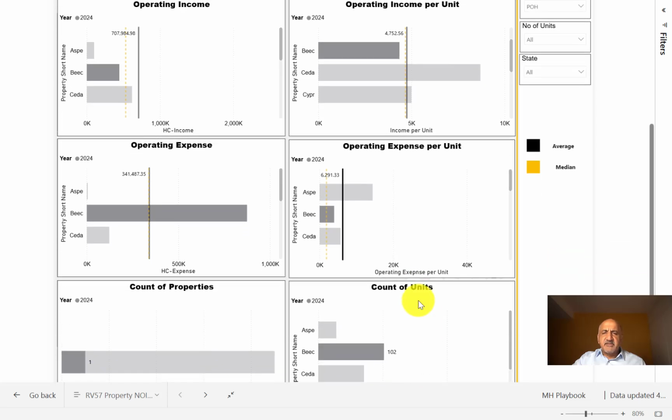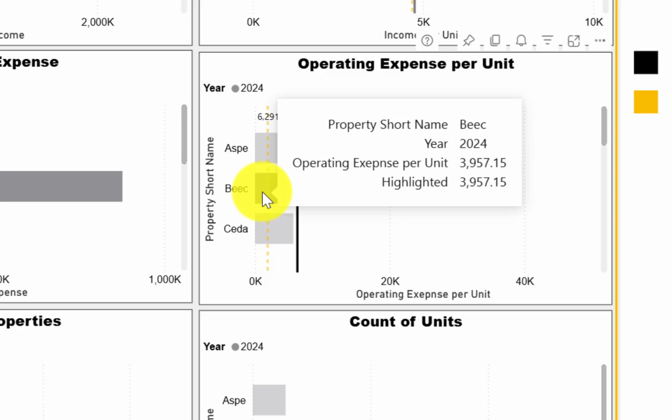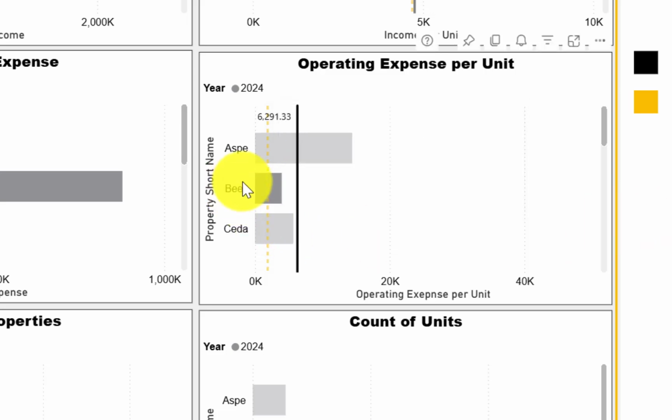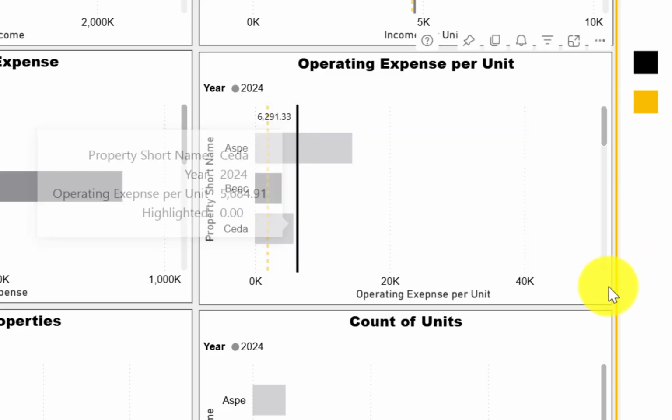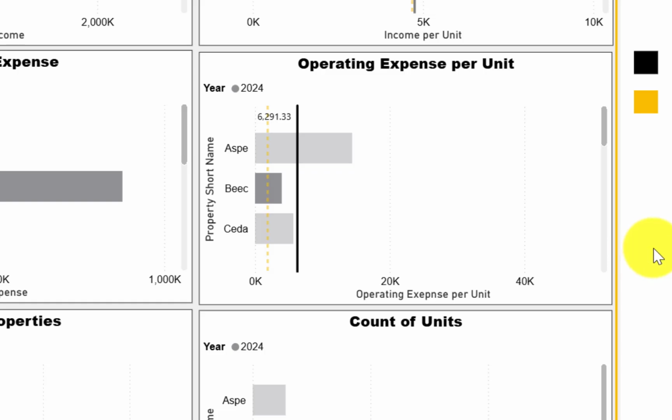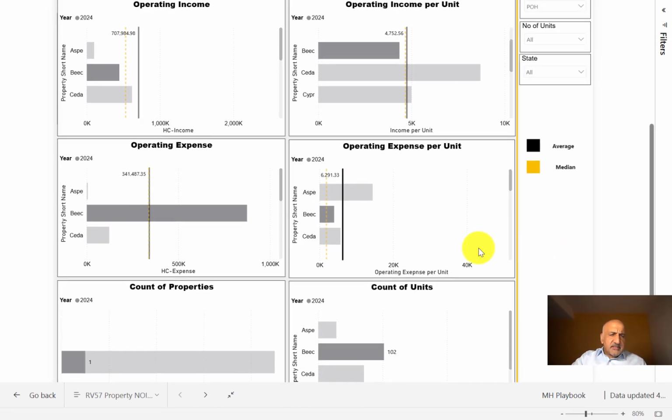And I'm going to scroll down to look at the operating expense here. And here's Beach Lane again. And well, good that the operating expense is lower as well, lower than average. But look at what a high number this is.